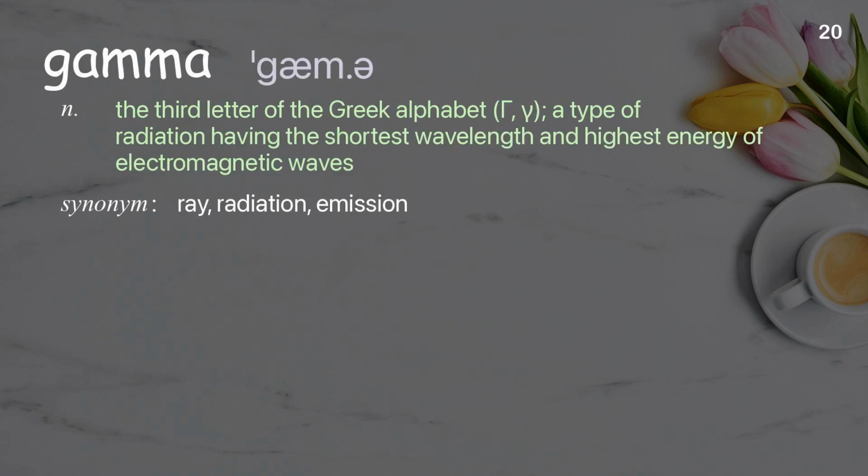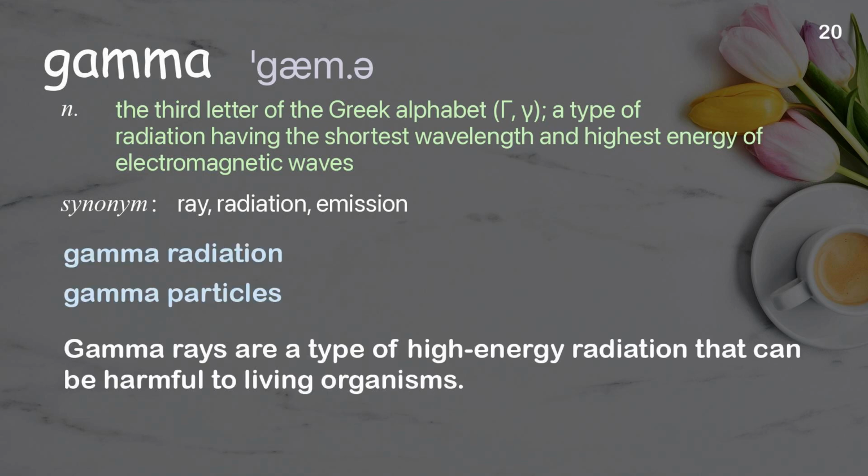Gamma. The third letter of the Greek alphabet, a type of radiation having the shortest wavelength and highest energy of electromagnetic waves. Examples. Gamma radiation. Gamma particles. Gamma rays are a type of high-energy radiation that can be harmful to living organisms.